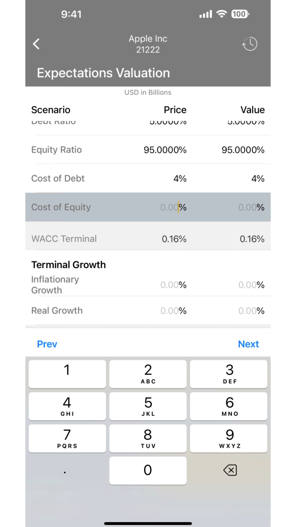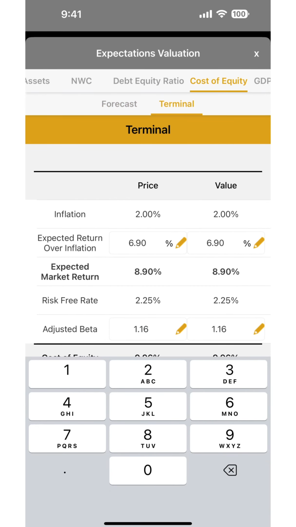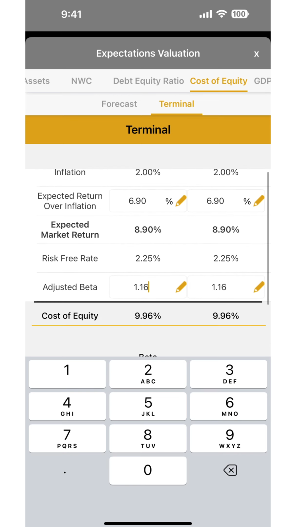Users need to refer to the cost of equity during terminal period in the history section to view computation under capital asset pricing model in the price and value column. The cost of equity for Apple is 9.96% as computed by the app.